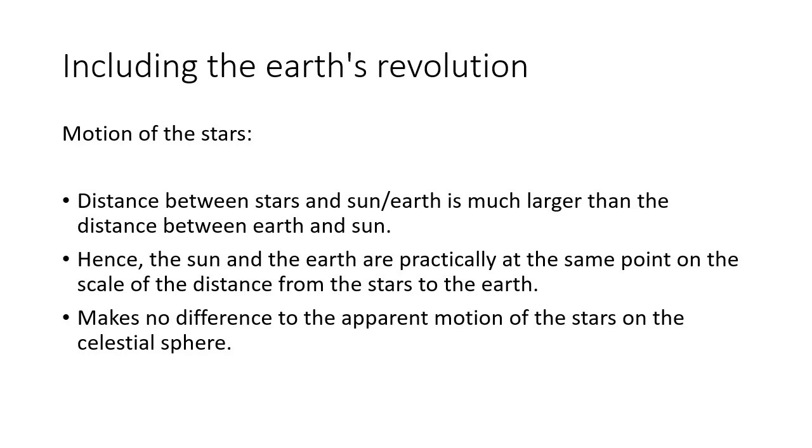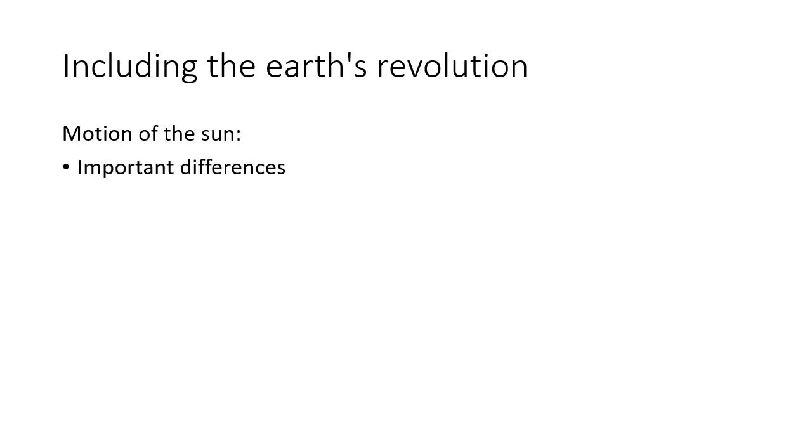Let's consider the stars to begin with. We know that the distance of the stars from the sun and the Earth is so large compared to the distance between the Earth and the sun that this practically makes no difference to the movement of the stars on the celestial sphere, because on the scale of the distance to the stars, the Earth and the sun are literally at a single point. So that makes absolutely no difference as far as the stars are concerned. But it's the motion of the sun which is affected because of the revolution.